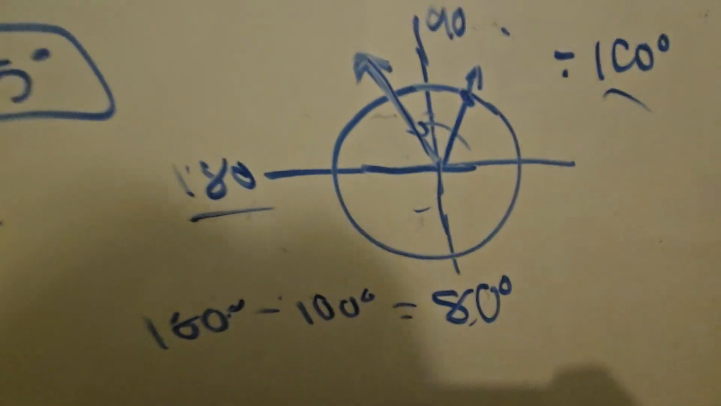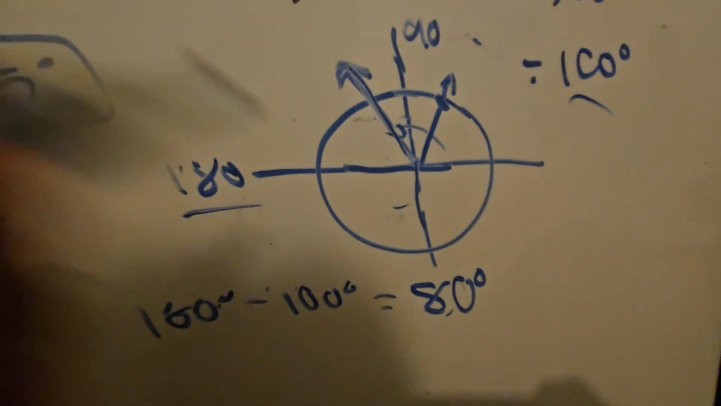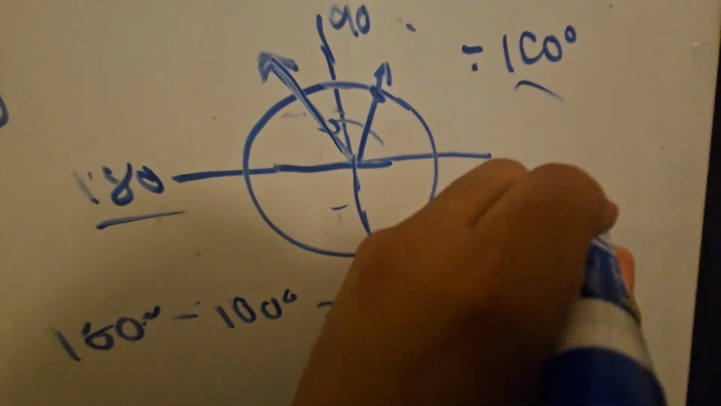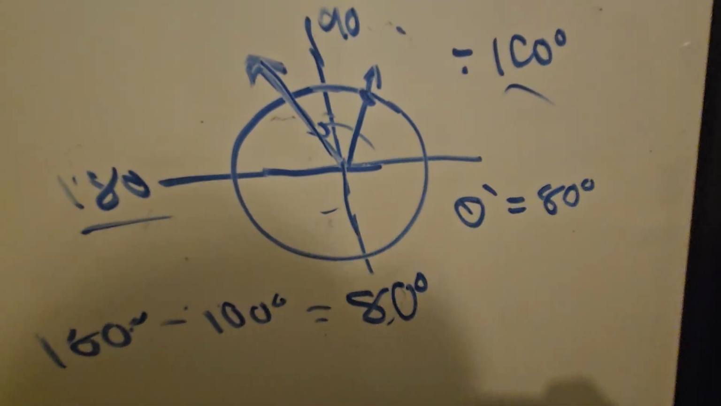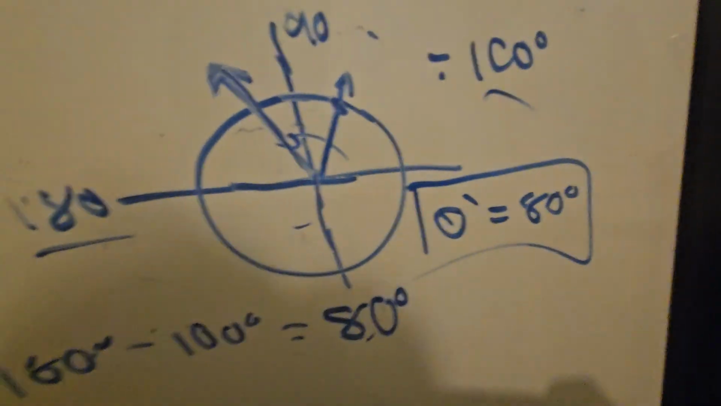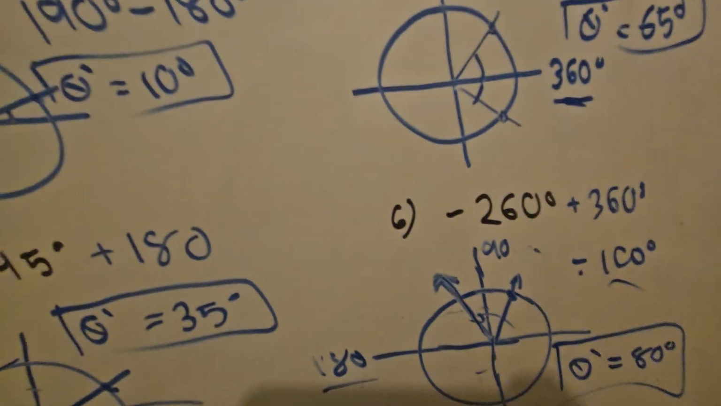And 80 degrees, does it not live right here? Yes, it does. So since it's in the first quadrant, theta prime equals 80 degrees is going to be your reference angle. So that's it. That's how you find reference angles.